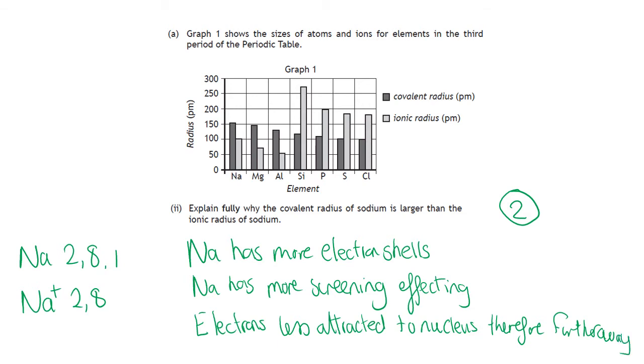As long as you've done this sort of comparison where you've shown sodium compared to sodium ion, then it's fine to talk about one. Sodium has more shells, sodium has more screening, so electrons will be less attracted. You need to make sure you're doing a comparison to get the 2 marks, and always mention shells and screening effect together.